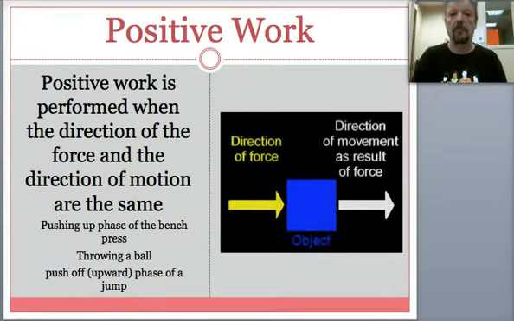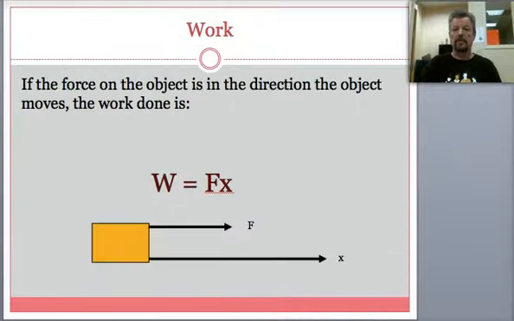Positive work is performed when the direction of the force and the direction of the motion are the same. As you can see from the drawing, the direction of the force is from left to right on an object. The direction of the movement as a result of the force is also from left to right. This is considered positive work. Formula: work is equal to force times x.